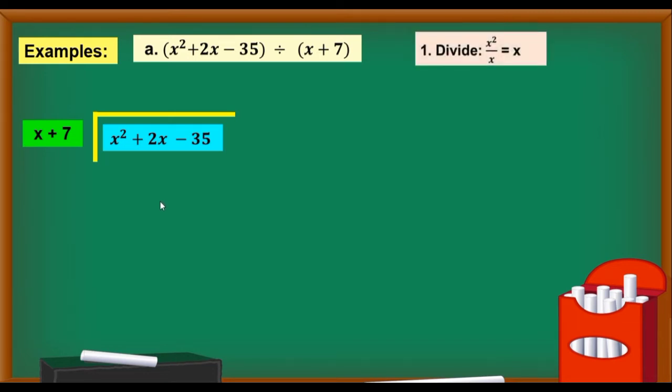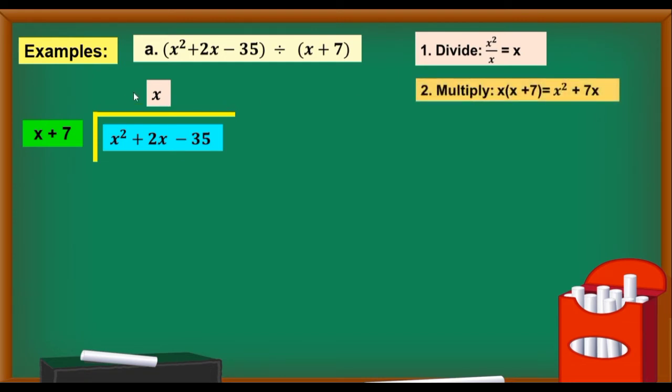So, the first procedure is divide yung x squared divided by x and the answer is x. So, itatapat natin yung x kay 2x. Okay? So, kahit naman saan, pwedeng itapat kay x squared or kay x. So, magiging next one is multiply. So, yung x po ay imumultiply natin kay x plus 7.